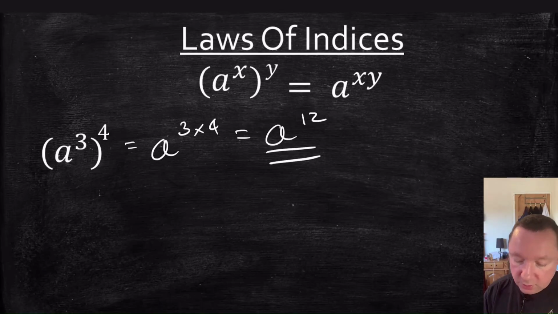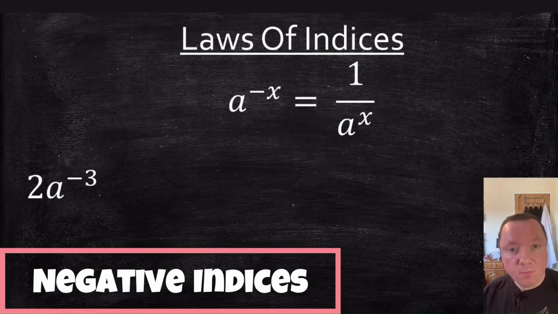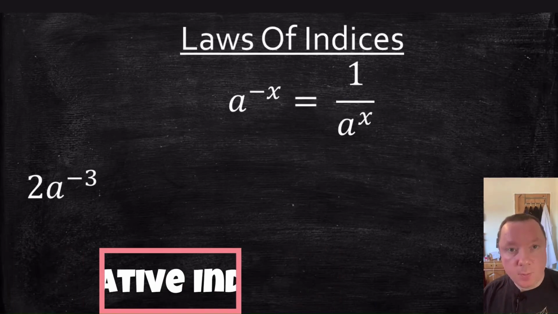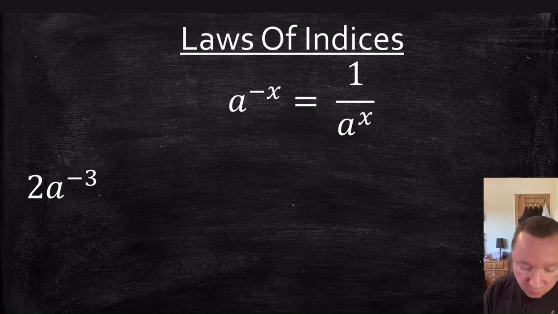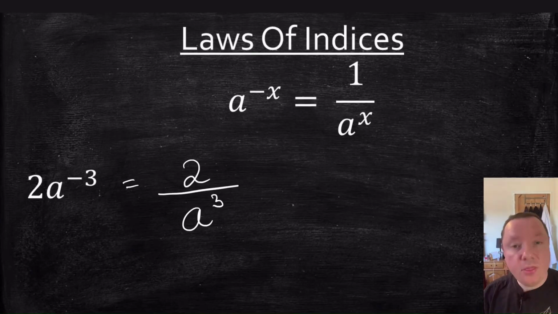That is the same as doing a to the power of 3 times 4, which is a to the power of 12. Negative powers: a to the power of minus x is the same as 1 over a to the power of x. Let's look at that as an example. Let's say we had 2a to the power minus 3 and we want to change it to a positive power. Then our 2 can stay where it is, but it's over a cubed. Negative 3 is turned into positive 3 underneath the fraction.